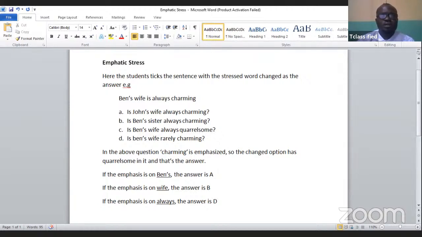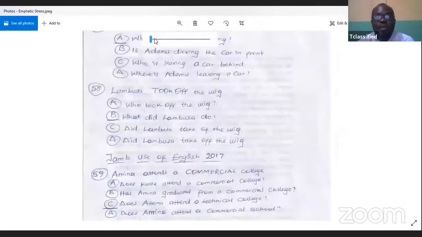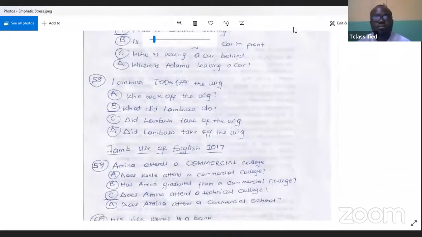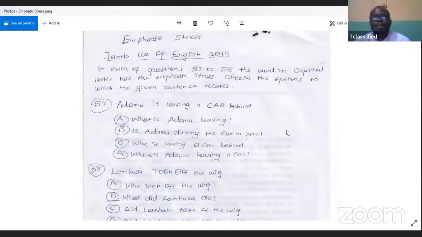So let's check out these. Okay, these are emphatic stress problems. And we are looking at Jamb Use of English 2019. This is a typical emphatic stress problem. Like I say, you're always going to see them. They come out in your Jamb, the Waec. Emphatic stress, very, very important.